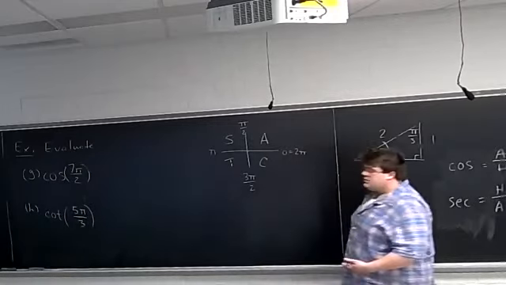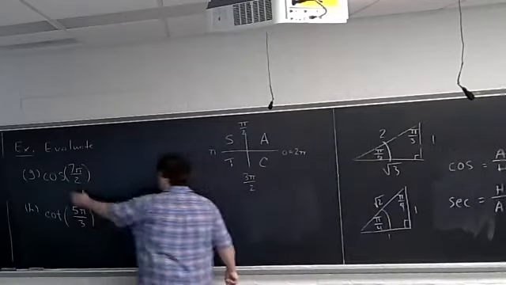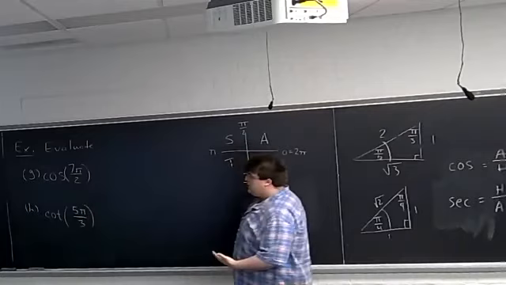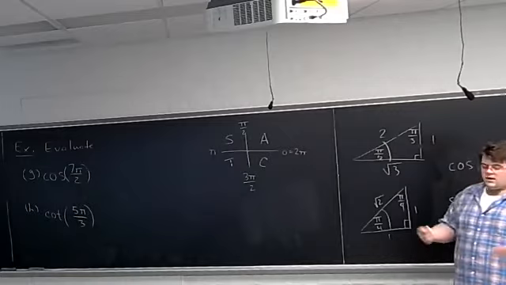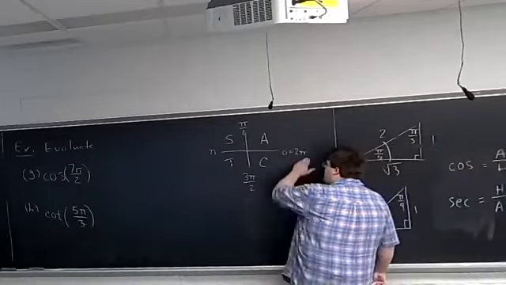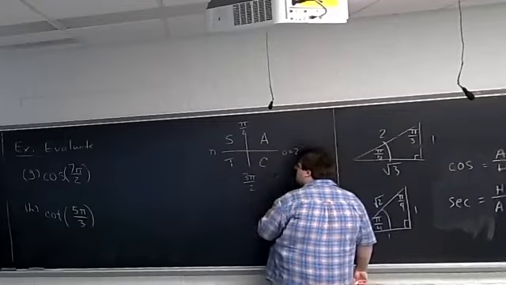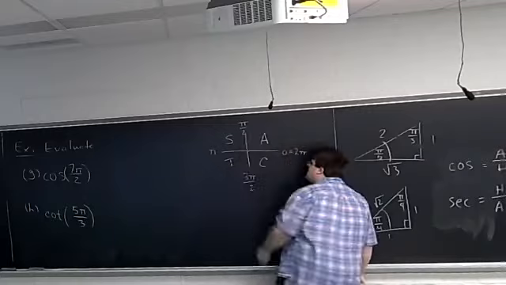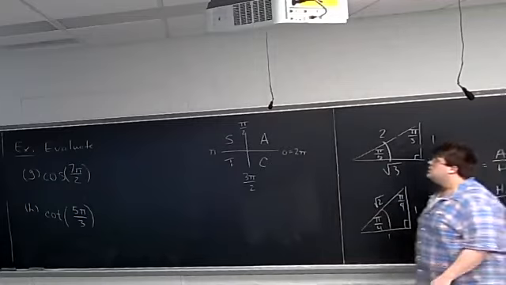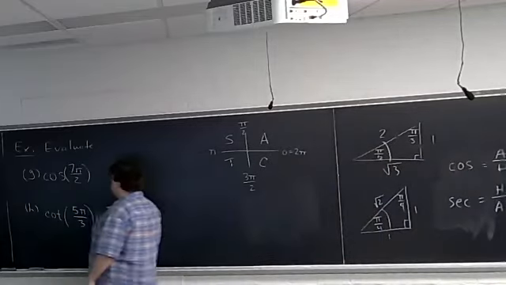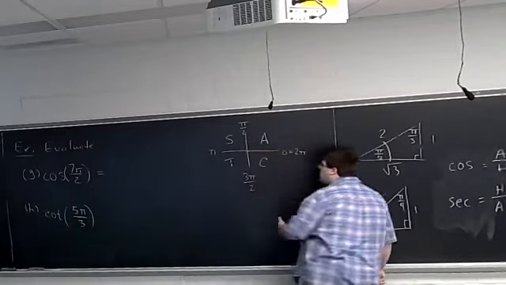So part G, cosine of 7 pi over 2. Now, with 7 pi over 2, this angle is not going to lie in any of the quadrants because it is a whole multiple of pi or a half multiple of pi. If your angle is a whole number multiple of pi, it's going to lie on the x-axis. If it's a half multiple of pi, it will lie on the y-axis. So here, we know that's going to be either going up or going down.